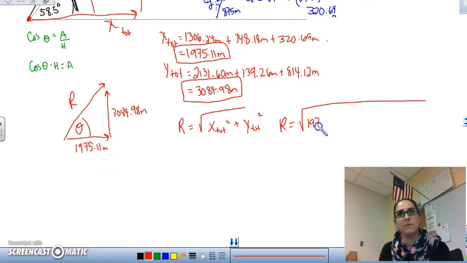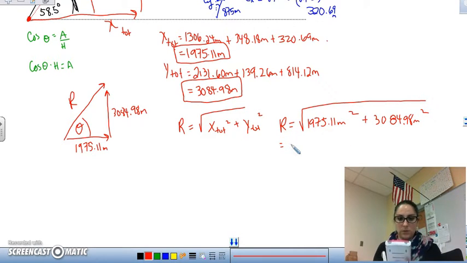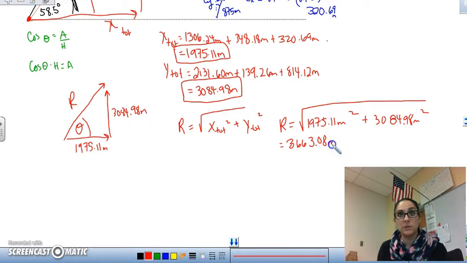So 1975.11 squared plus this. R equals those things. Great. This looks like a good number. Am I good? I know the answer, so this is the answer. So that's R. So right now that's the hypotenuse that we just calculated.